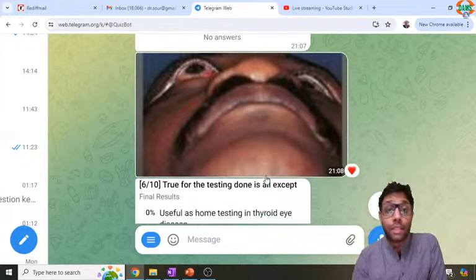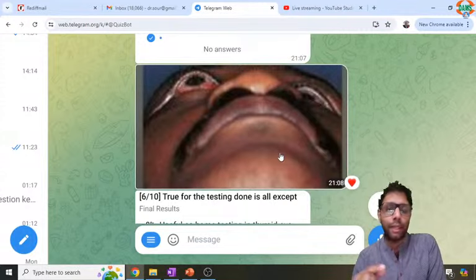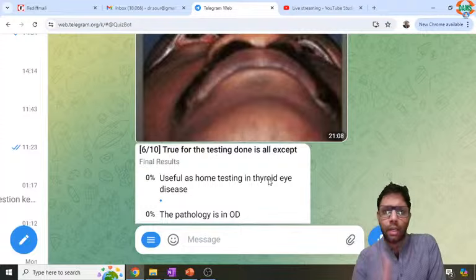Now, this is for proptosis. You see, the right eye is protruding out. So this Nabziger's worm view is a qualitative assessment of proptosis, meaning bulging of the eye. It is useful as a home testing in thyroid because thyroid is the most common cause of unilateral and bilateral proptosis.